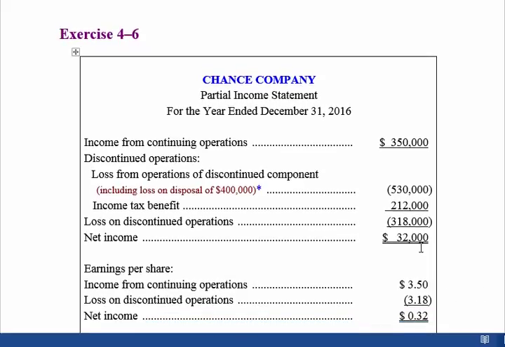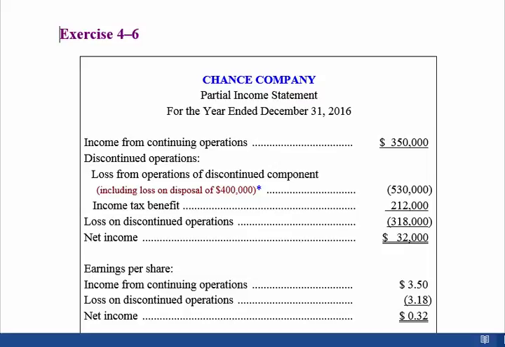We want this breakdown of earnings per share because if we only show earnings per share of 32 cents, it looks like we didn't have that great of a year. But if you see it this way, earnings per share on income from continuing operations was $3.50. Our loss on discontinued operations, $3.18. Well, next year we're not going to have this again. So this points to earnings per share being quite a bit higher next year.